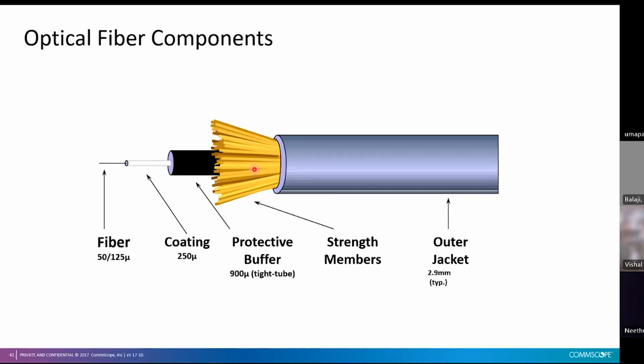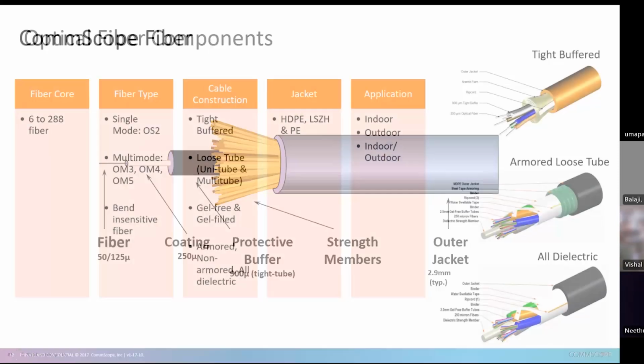Then you have an outer jacket. This makes a complete fiber construction. This is a typical example of the indoor cable, whereas an outdoor cable stops at the 250 micron and then goes into different tubes.